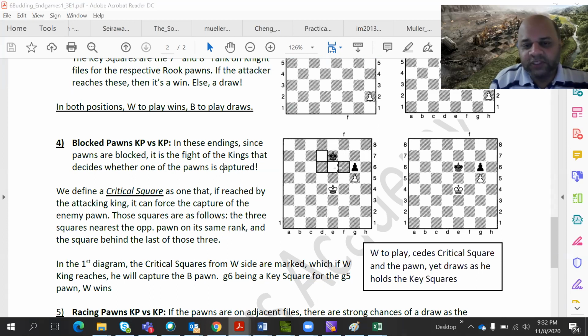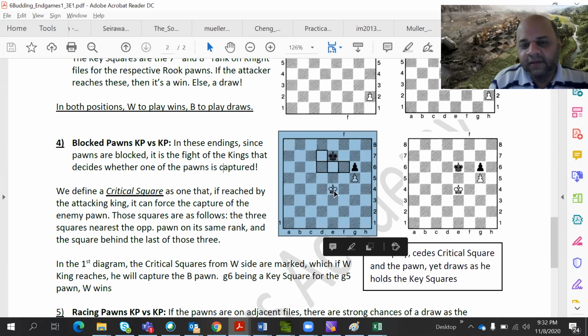So in this first position, if it is white to play, then it is a win for white. Why? Because white will move to e6 and get the opposition. Black will have to move the king. Pawns are blocked. Wherever the black king moves, the white king will go and enter one of the key squares, and then it is enough. So this position is a win if white is to play. If it is black to play, then it's a draw.